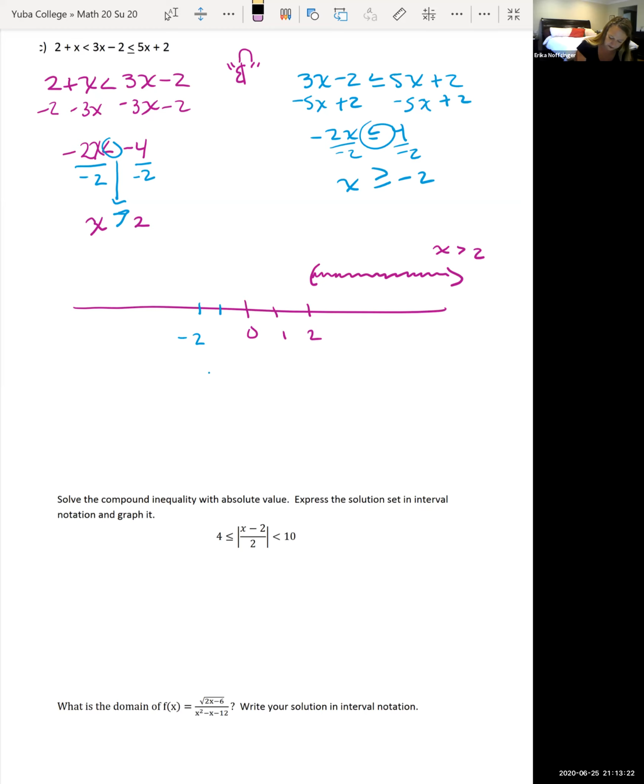And so this would be everything from negative 2 to infinity, and we include negative 2, so there's a bracket. So what they share in common, where they overlap, is starting at 2 but not including 2, to infinity. Okay, so our solution is 2 to infinity. So any number that you choose that is bigger than 2 should satisfy that compound inequality.